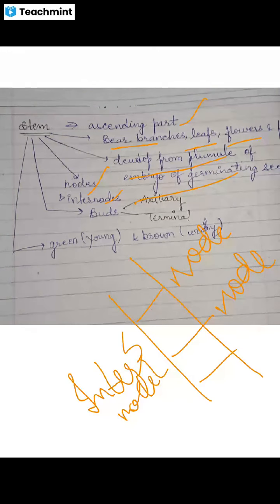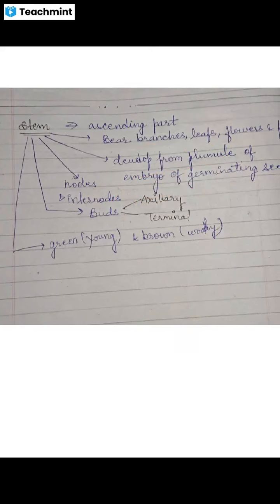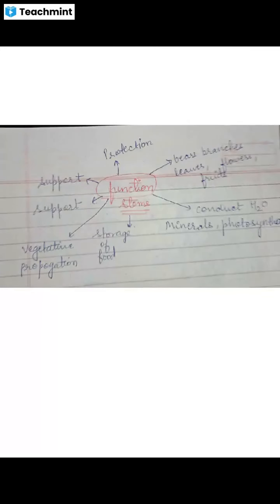Okay. Now, the stem in the young phase is green in color, but when it becomes adult, it becomes woody and brown in color. Now, the functions. It performs different functions like bearing the branches, leaves, flowers, and fruits, conducting water and minerals, and photosynthesis, protection, support, vegetative propagation, and storage of food. These are the functions performed by the stem.